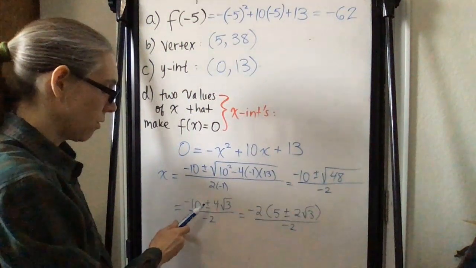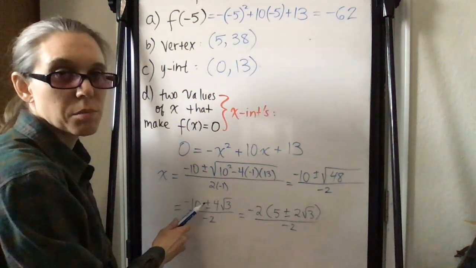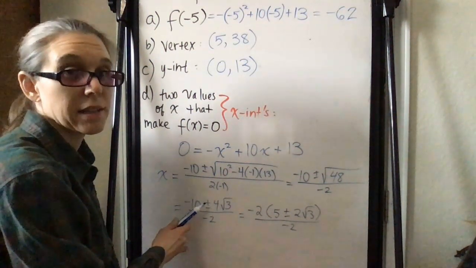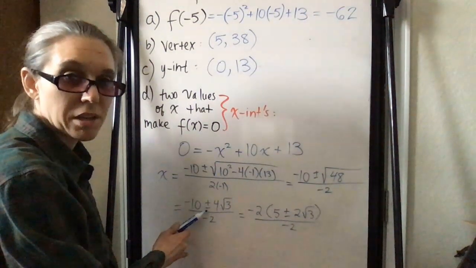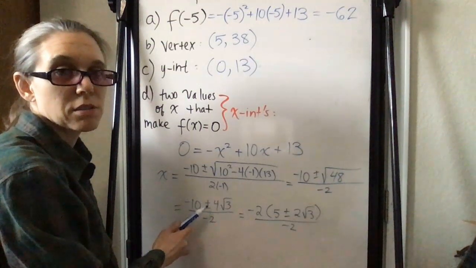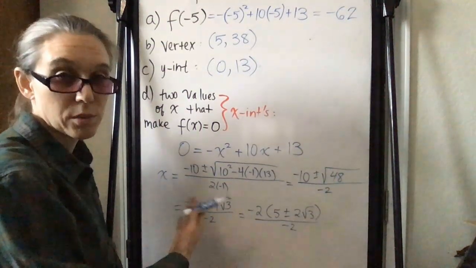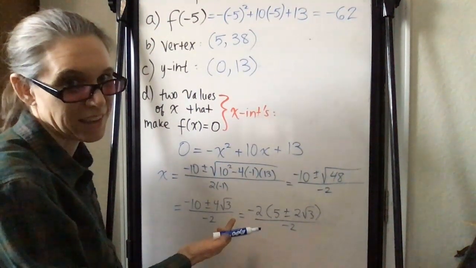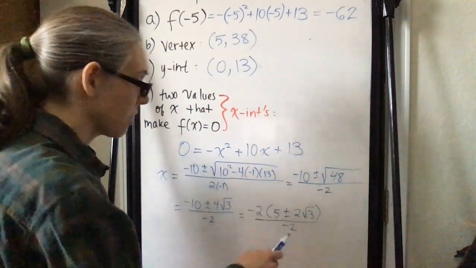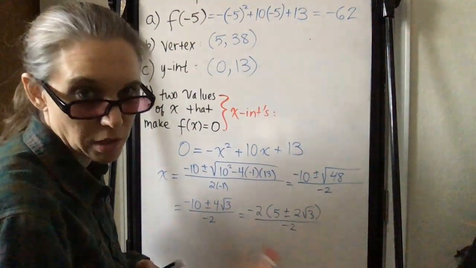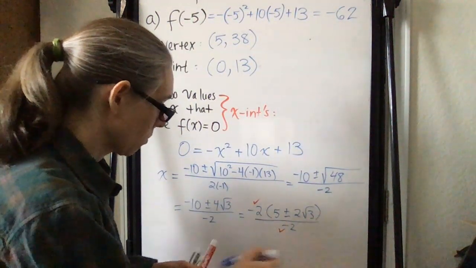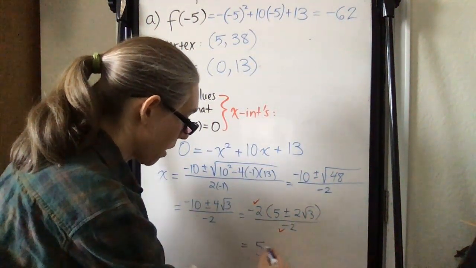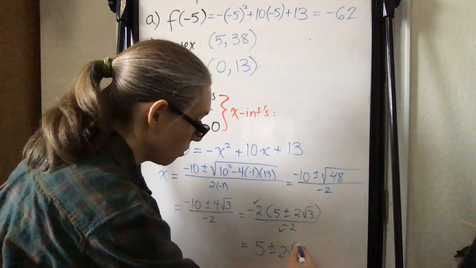Think about it this way. If you factor out a negative 2 from a plus, it becomes a minus. If you factor out a negative 2 from a minus, it becomes a plus. So plus or minus becomes minus or plus, which is the same thing as plus or minus. So now the negative 2's are going to cancel. Remember, don't ever cross through your work. We end up with 5 plus or minus 2 root 3.